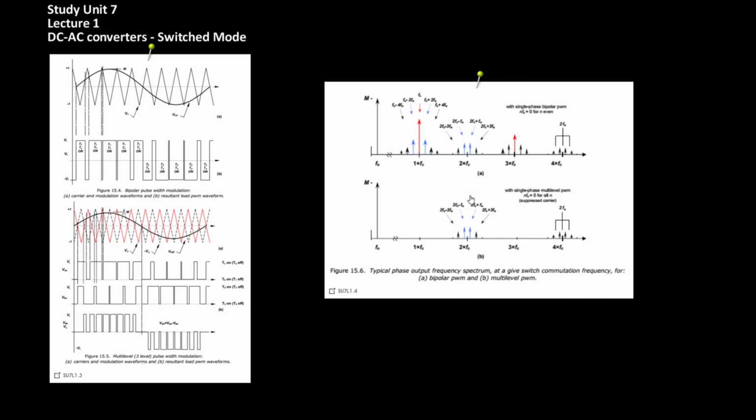What this means is that in general, the total harmonic distortion when using multi-level PWM will be much lower than for the bipolar case, and the purity of the output sinusoid from the DC to AC converter will be much better. And that concludes this lecture.